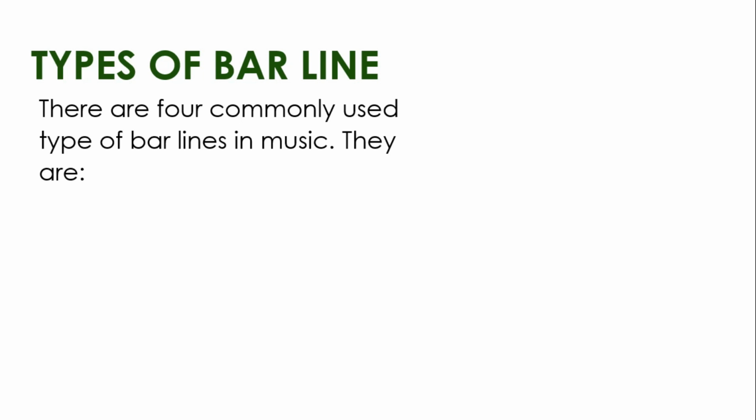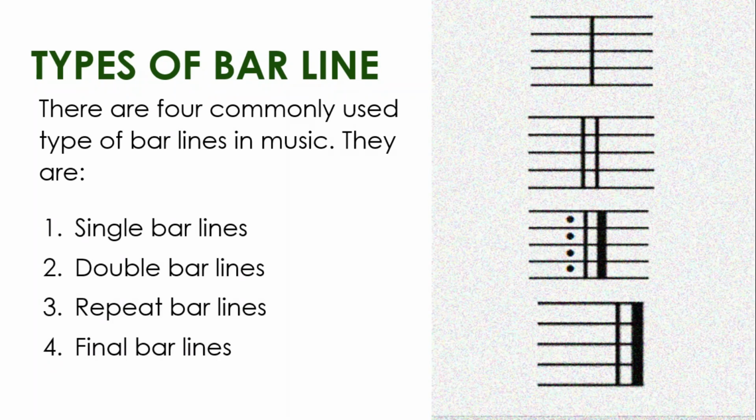There are 4 commonly used types of bar lines in music, and they are: number 1, single bar line; number 2, double bar line; number 3, repeat bar lines; and number 4. In music notation we use 4 types of bar lines. There are other types of bar lines used in music, but the most commonly used types of bar lines are these 4, and we shall look at all of them one by one.